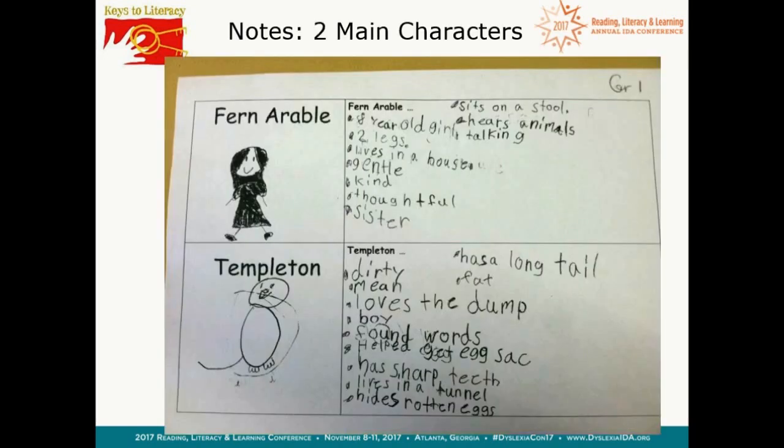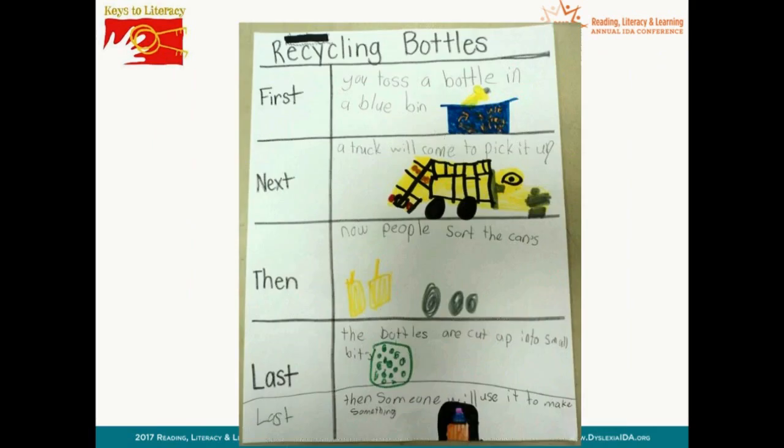Once again, I thought I'd bring in some really early grades for you. So here you've got 2 main characters. Grade 1, Fern, Templeton, students drawing, adding details. Templeton's dirty, he's mean, he loves the dump, he's a boy, he found words. He has a long tail, he's fat.